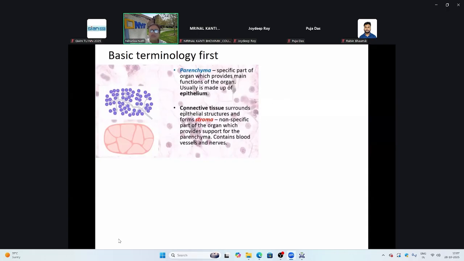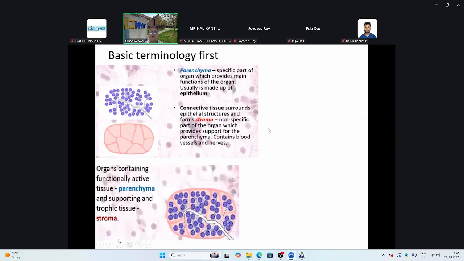On the other hand, the connective tissue around it, which I have drawn here, surrounds all of those epithelial cells. It's called the stroma. The stroma could be anything like the nerves and the blood vessels that are supporting this. They do not live separately, they live together, as in this diagram. So the parenchyma and the stroma are really working together.